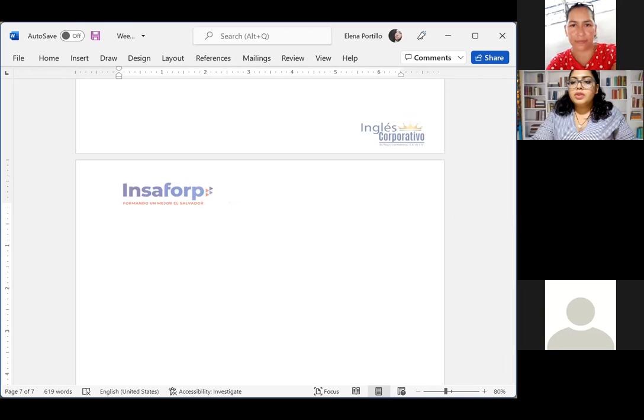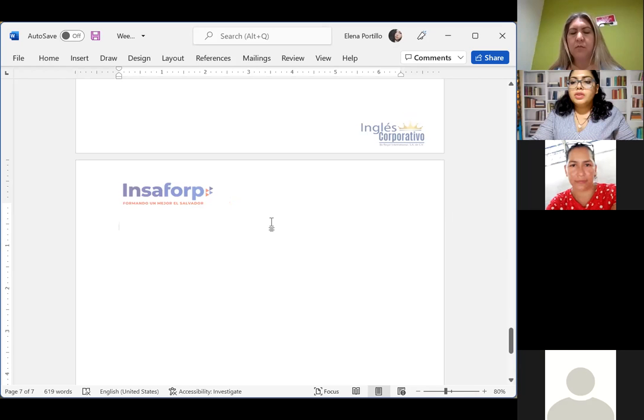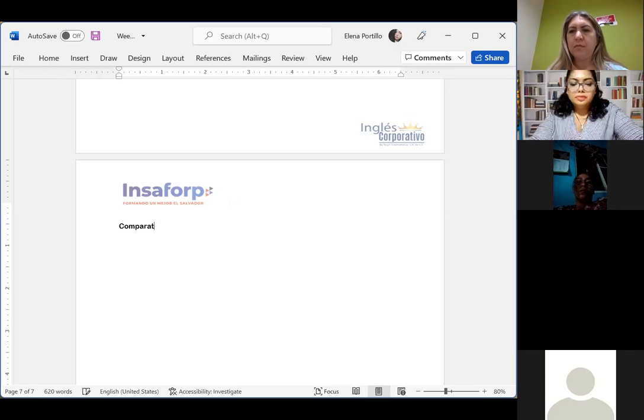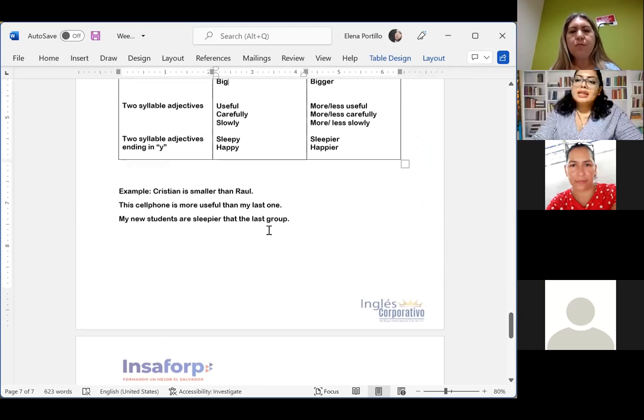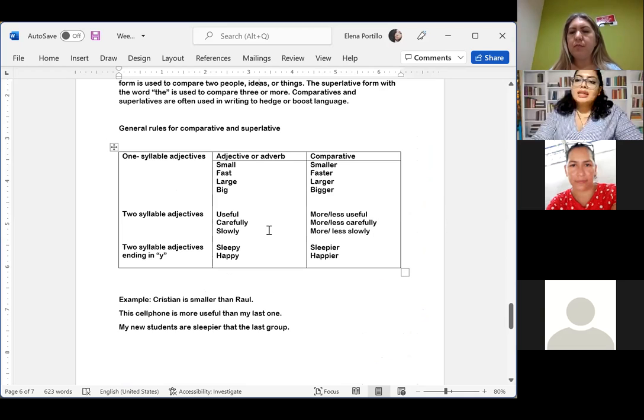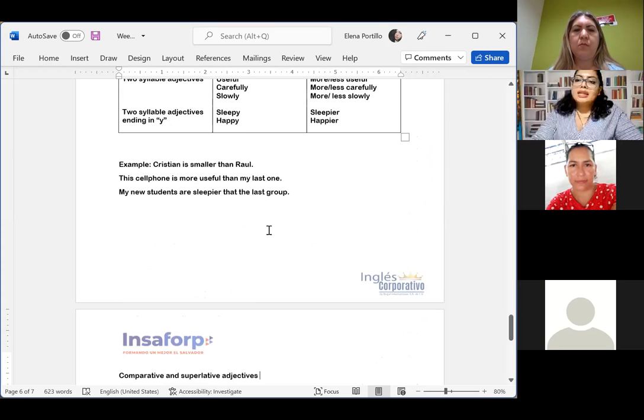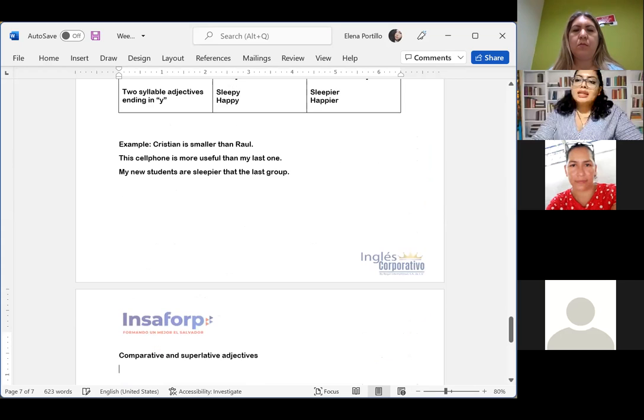We are going to go part by part, because you have to understand what this topic is about. The topic is comparative and superlative adjectives. Yesterday we were talking about the one syllable adjectives, and this is the table that we were studying yesterday: one syllable adjectives, two syllable adjectives, and two syllable adjectives ending in Y. But at this moment, we are going to talk about what the comparative and superlative part of the adjectives is and how we can form them, because we were just talking about the one syllable adjectives.